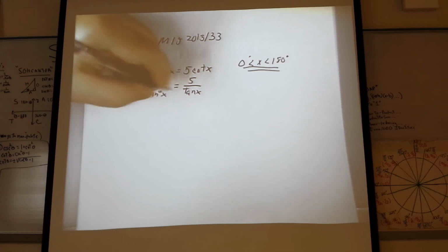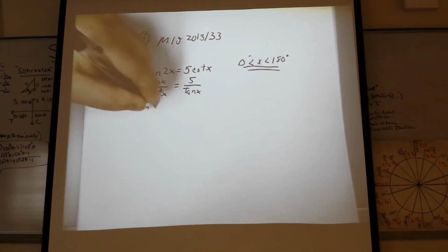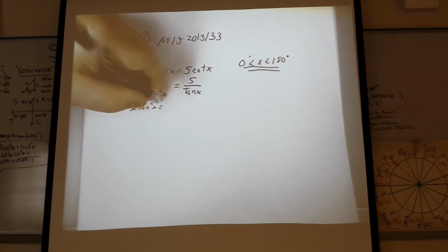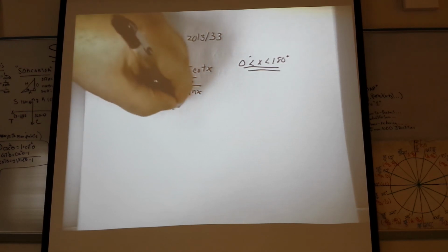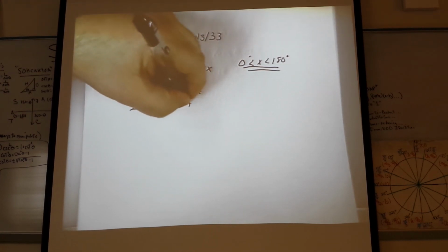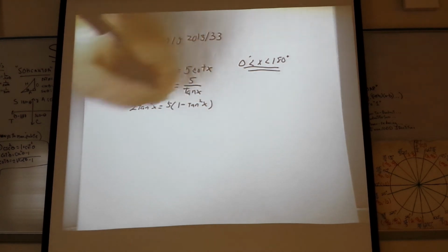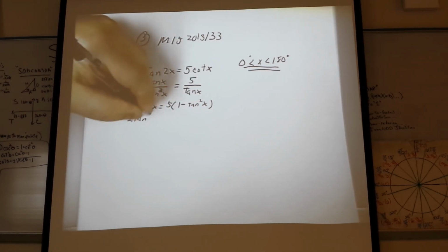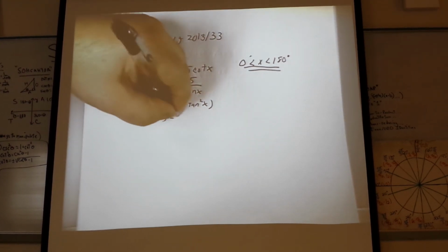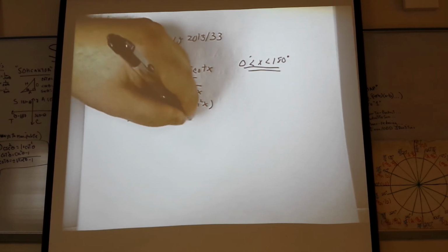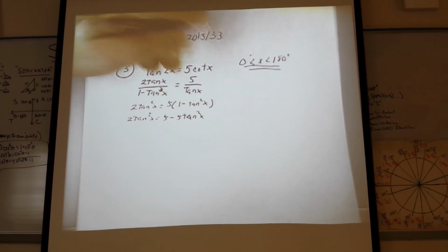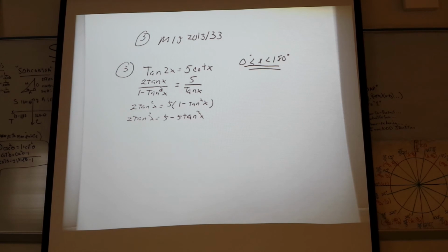Yes, correctamundo. You get 2 tan squared x equals 5 minus 5 tan squared x times the quantity, 1 minus... and you can do the distributing, right? But I'm going to show every step because I like to. 5 minus 5 tan squared x. Boom. All right. So we have tan squared x on both sides.